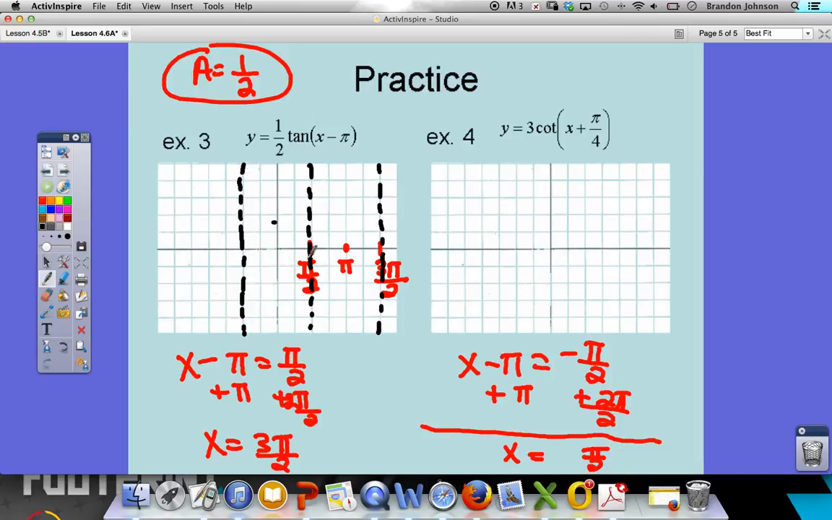Every 4 spaces here it ends up being negative pi over 2. And then over here, this is negative pi over 2. The next one will be, hold on real quick, just want to make sure. Yeah, it should be negative pi over 2, and then after that it should be negative 3 pi over 2.